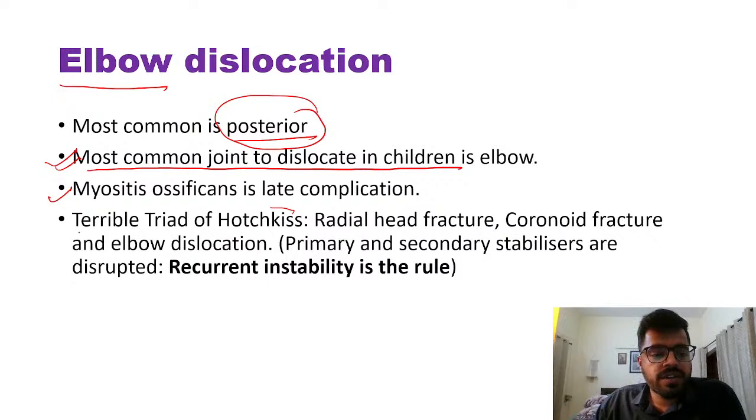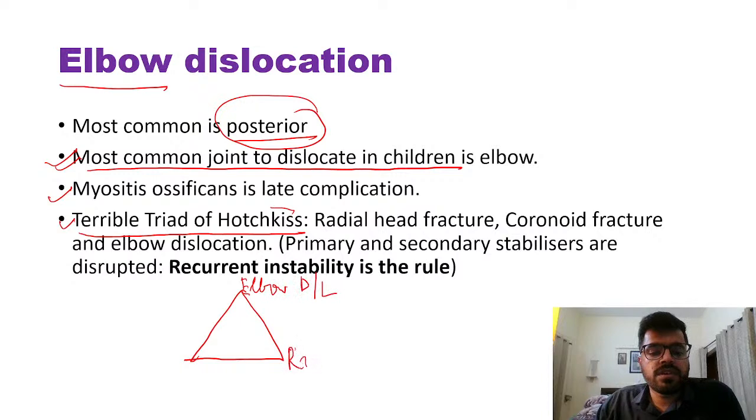There is something called terrible triad of Hotchkiss. What is a terrible triad? It has 3 things. Triad obviously will have 3 things. So first is elbow dislocation, then there is radial head fracture, and there is coronoid fracture.